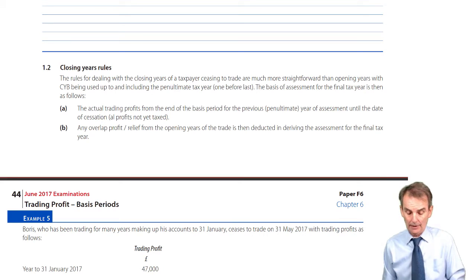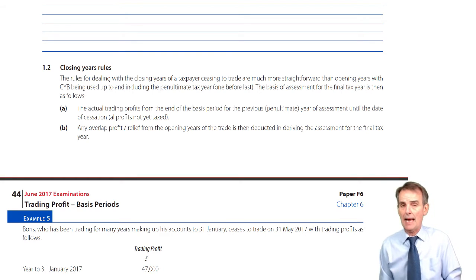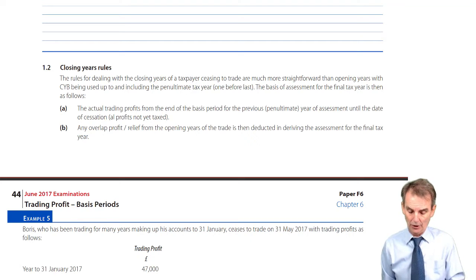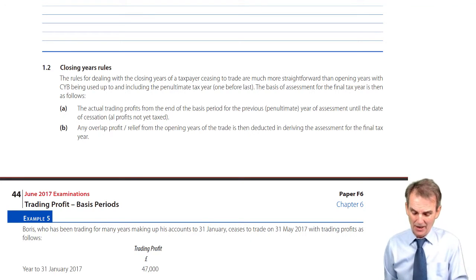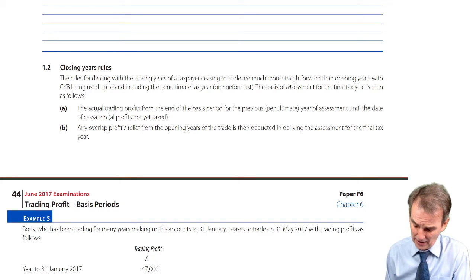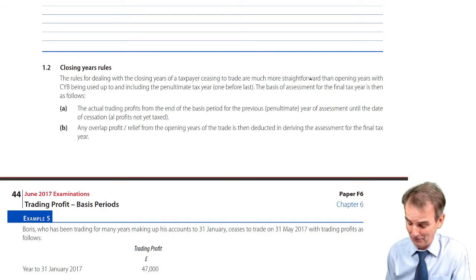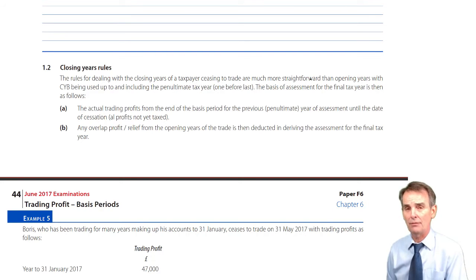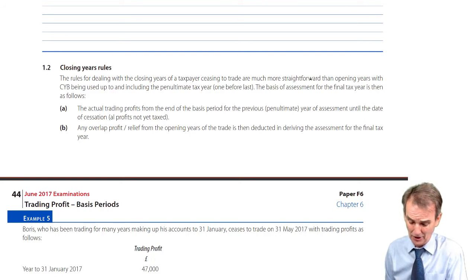Okay, let's have a look therefore at the closing year rules, hoping that now you have resolved the issues and practiced those issues in relation to opening years. Right, the rules for dealing with the closing years of a taxpayer ceasing to trade, as we said, and I repeat and reassure you, are much more straightforward than when we dealt with the opening years with all the different options that we would see.